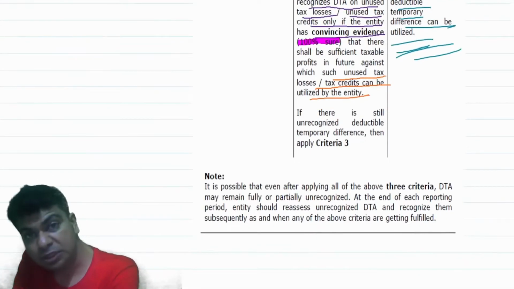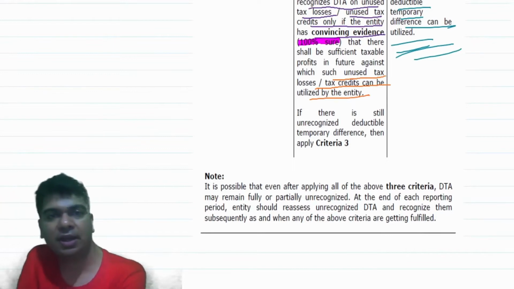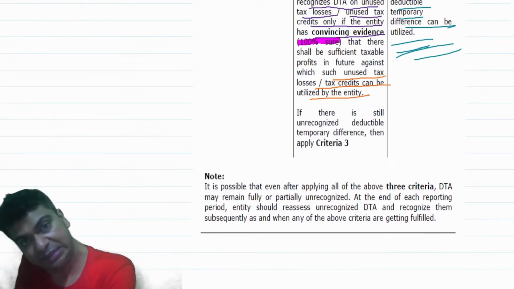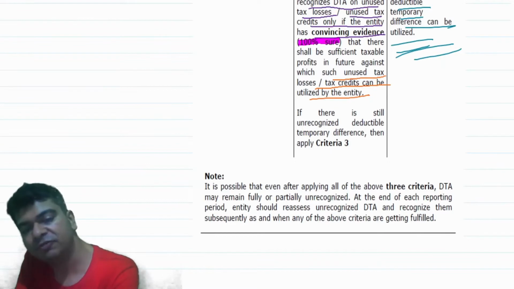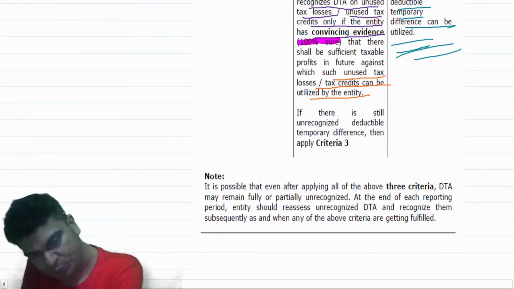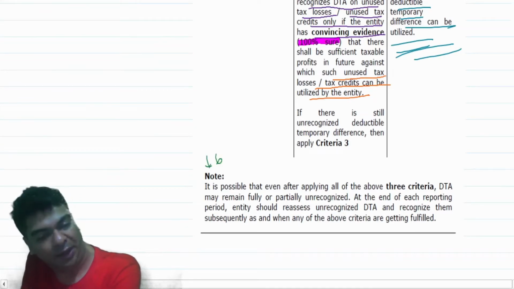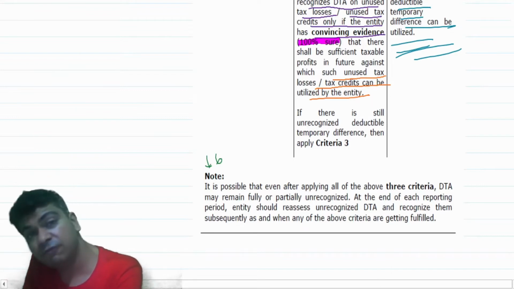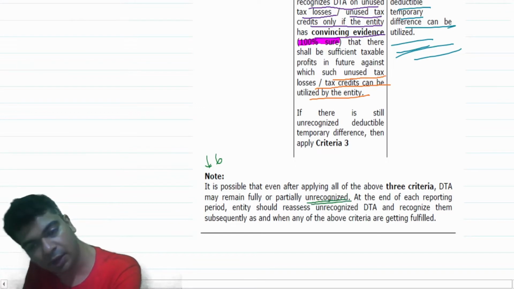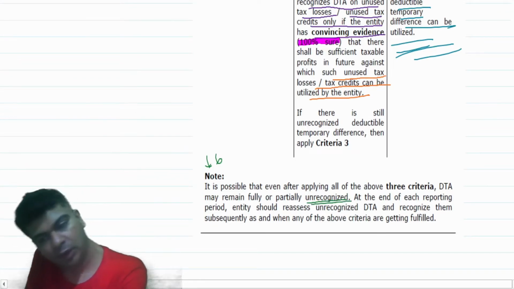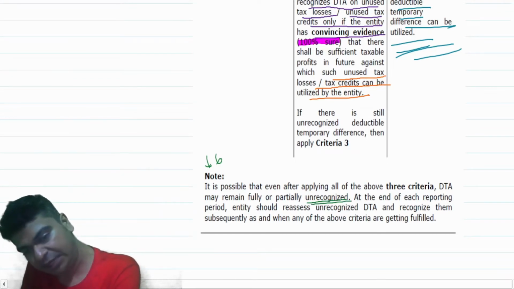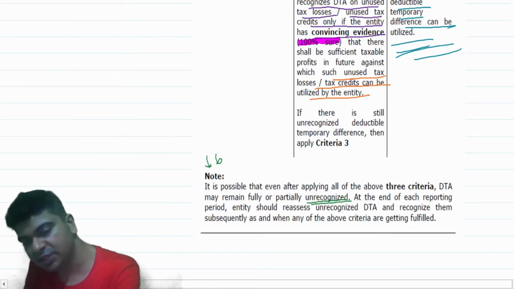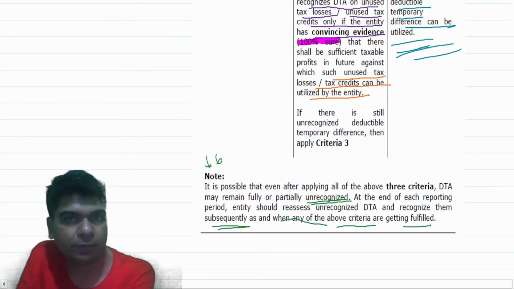It's quite possible that after applying all the 3 criteria, in spite of that, you may still have some unrecognized portion of DTA. Yes, it is possible. We are reading the note now. It is possible that even after applying all the above 3 criteria, DTA may remain fully or partially unrecognized. So what should you do? At the end of each reporting period, the entity should reassess unrecognized DTA and recognize them subsequently as and when any of the above criteria are getting fulfilled.